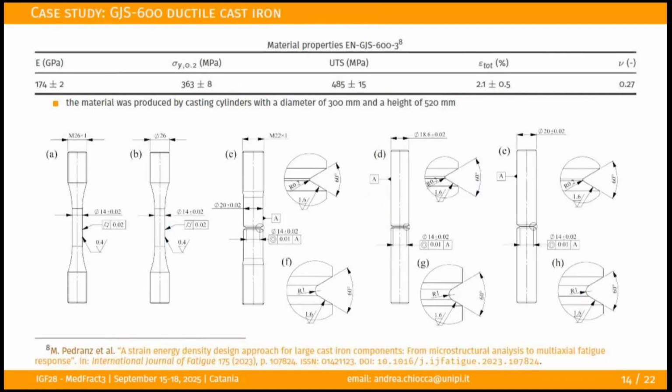Another material was a GJS 600, a ductile cast iron. This data was retrieved from a work from the University of Trento.